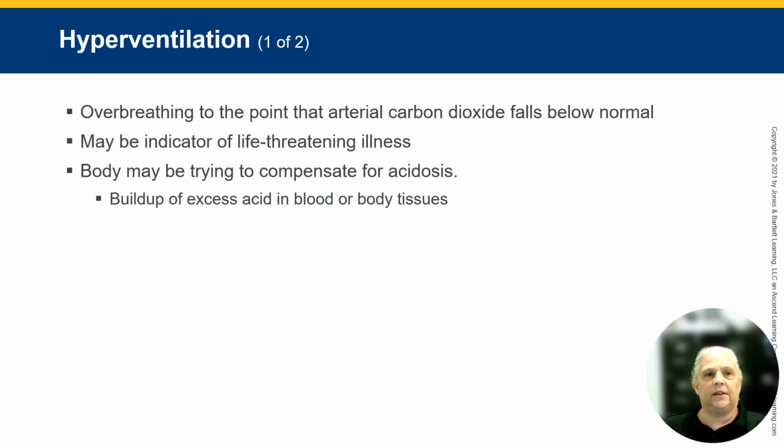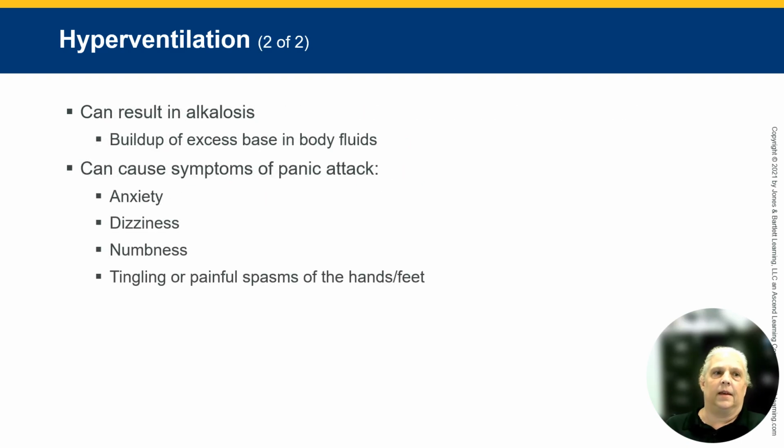With hyperventilation, we're overbreathing to the point where our arterial carbon dioxide level falls below normal. It can be an indicator of a life-threatening illness. We always want to be aware of it and paying attention. Your body may be trying to compensate for acidosis, which is the buildup of excess acid in the blood or body tissues. It can result in alkalosis, which is a buildup of excessive base in our body fluids.